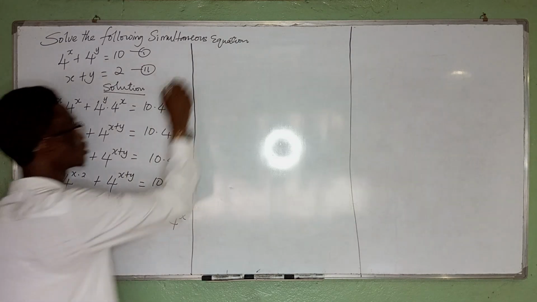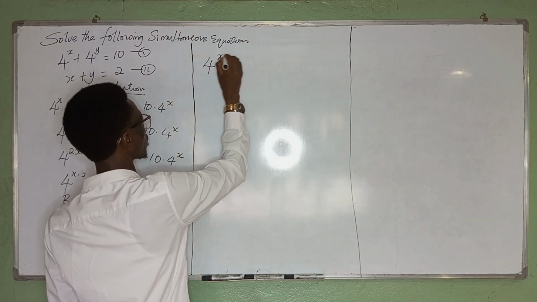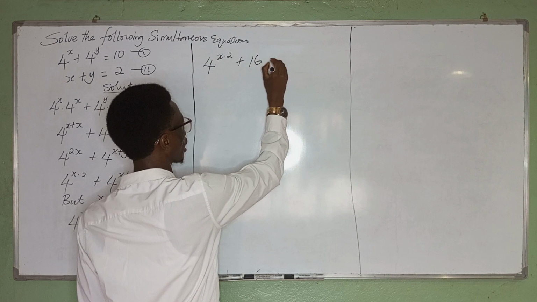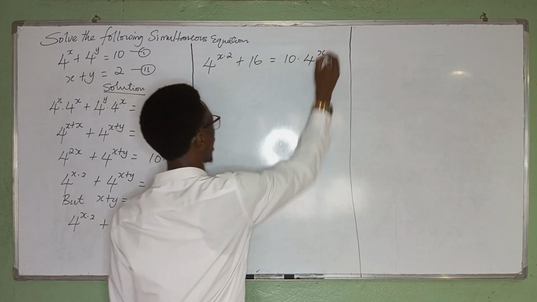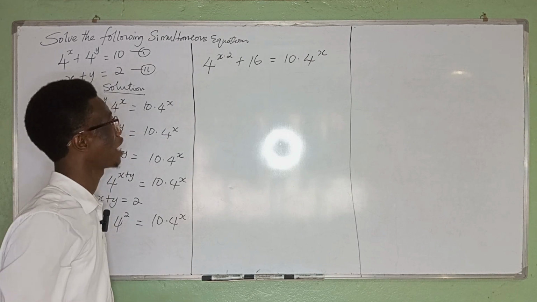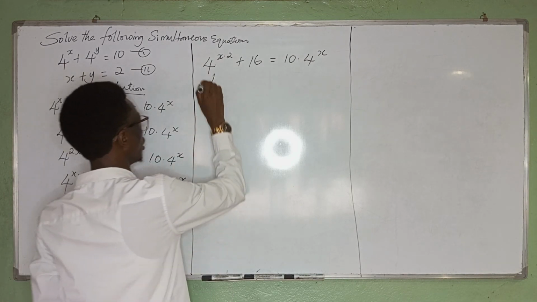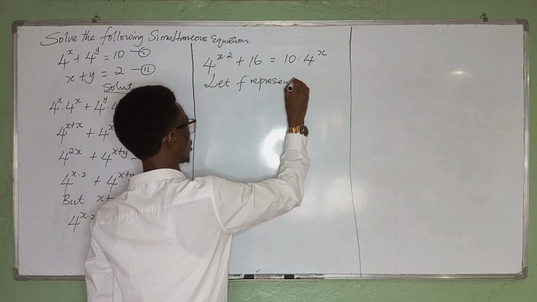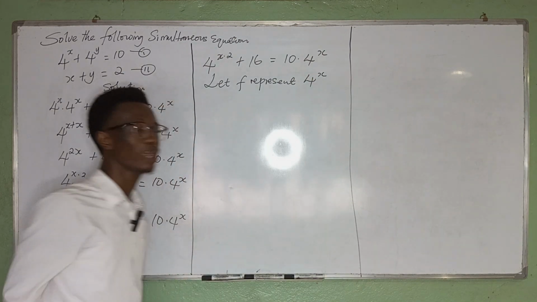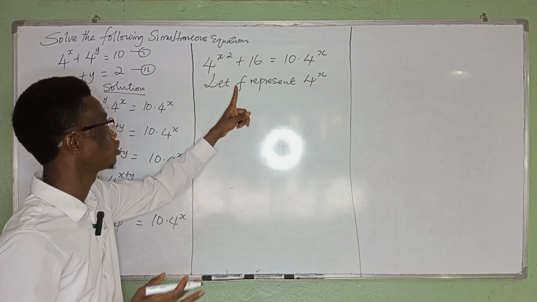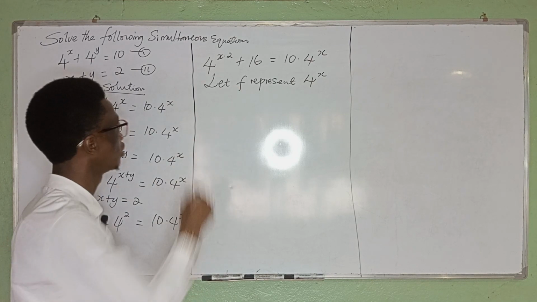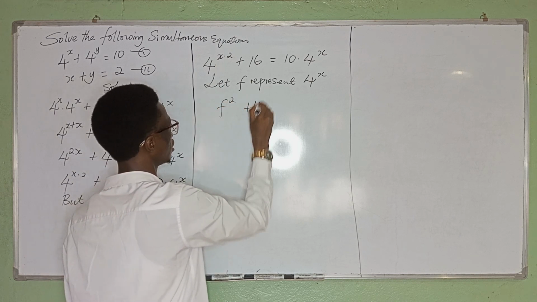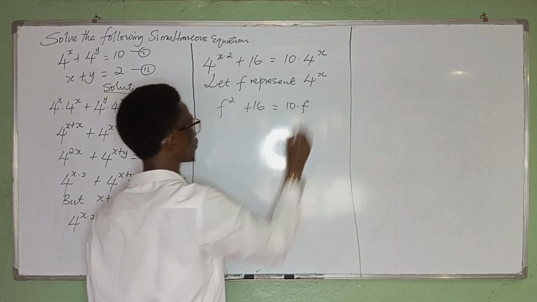So this becomes 4 raised to the power x, multiplied by 2, plus 4 squared, which is 16, equals 10 multiplied by 4 raised to the power x. The next thing we have to do is let f represent 4 raised to the power x. Wherever we see 4 raised to the power x, we put f there. So the whole of this becomes f squared, plus 16 equals 10 multiplied by f.